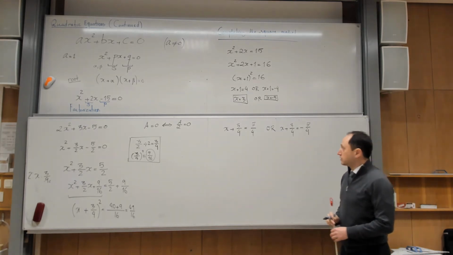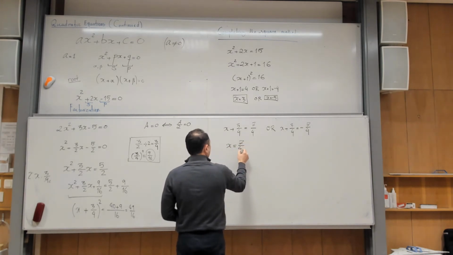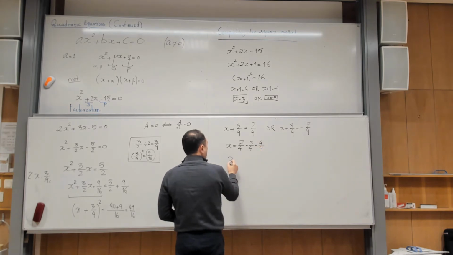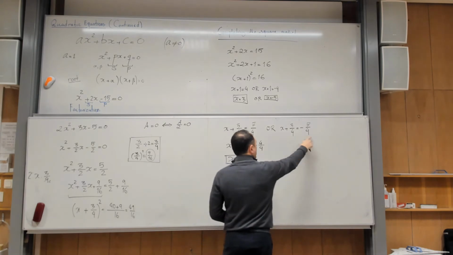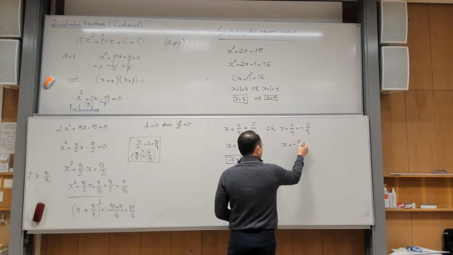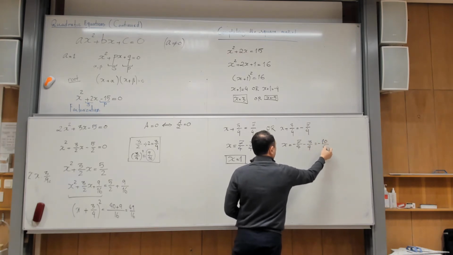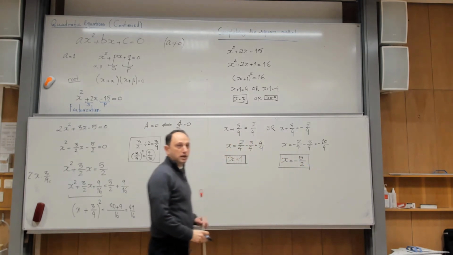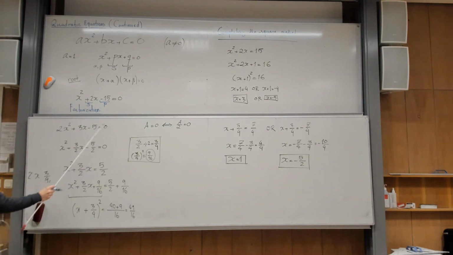And I'm looking for x. So I move this to the other side, so x becomes 7 over 4 minus 3 over 4, which becomes 4 over 4. So x is 1. This is one answer. And then I move this to the other side, x becomes negative 7 over 4, negative 3 over 4, which becomes negative 10 over 4, but I always simplify, so it becomes negative 5 over 2. So these are the answers of this, these are the roots of this equation. Yes?